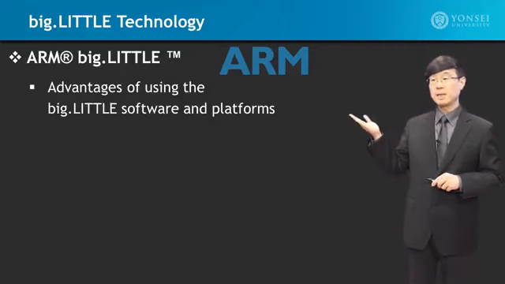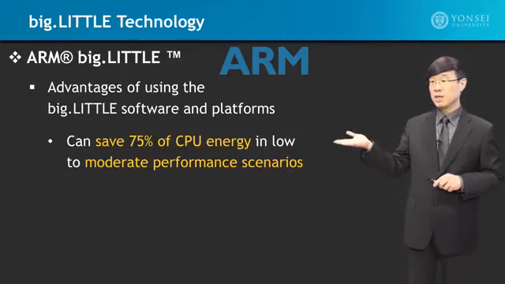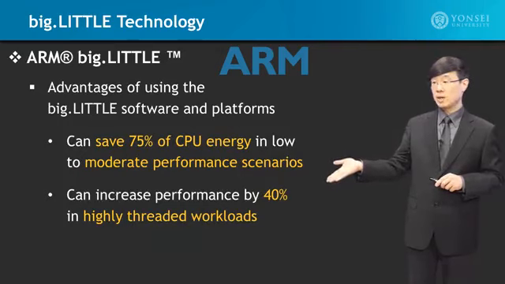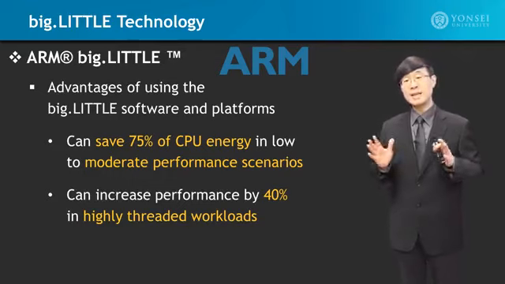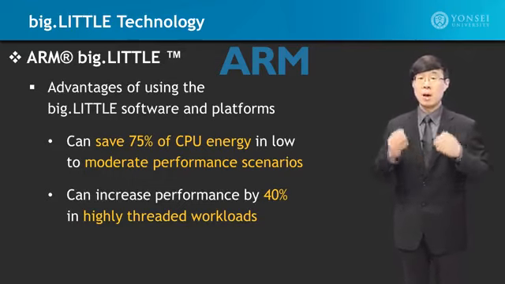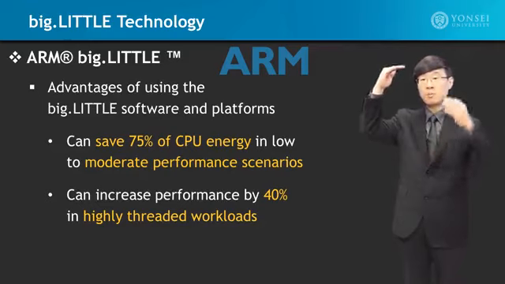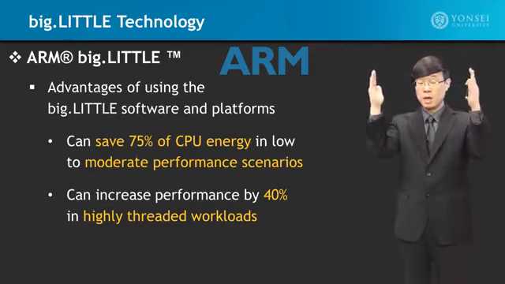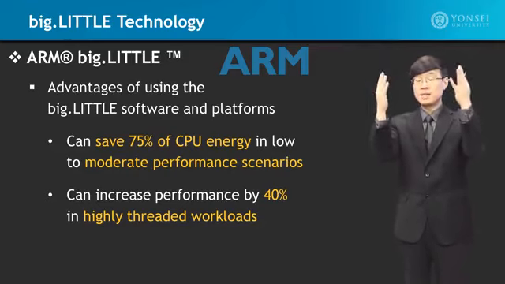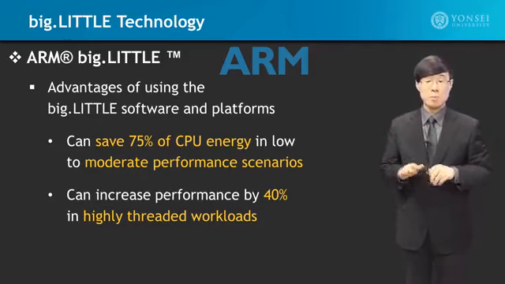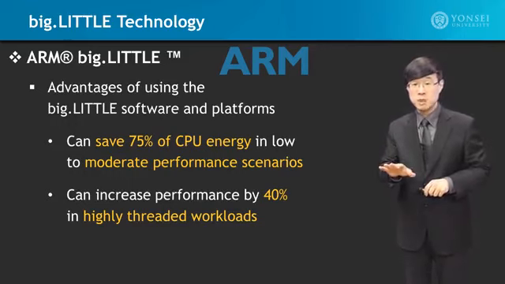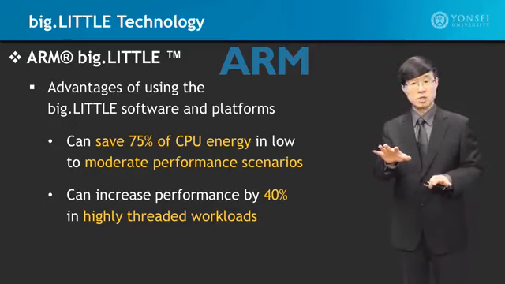Advantages of using the big.LITTLE software and platforms are that you can save 75% of CPU energy in low to moderate performance scenarios, and you can increase performance by 40% in highly threaded workloads. When I say highly threaded workloads, that means that we have multiple threads coming down from the multiple applications that you're using on your smartphone. They will be processed in terms of having threads coming down and being assigned to the multiple cores in your system, to the CPU, to the GPU, and of course to the chipset.